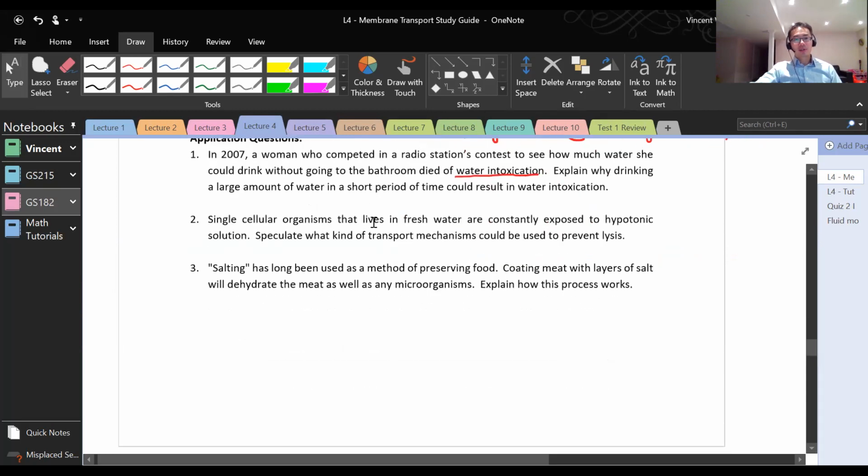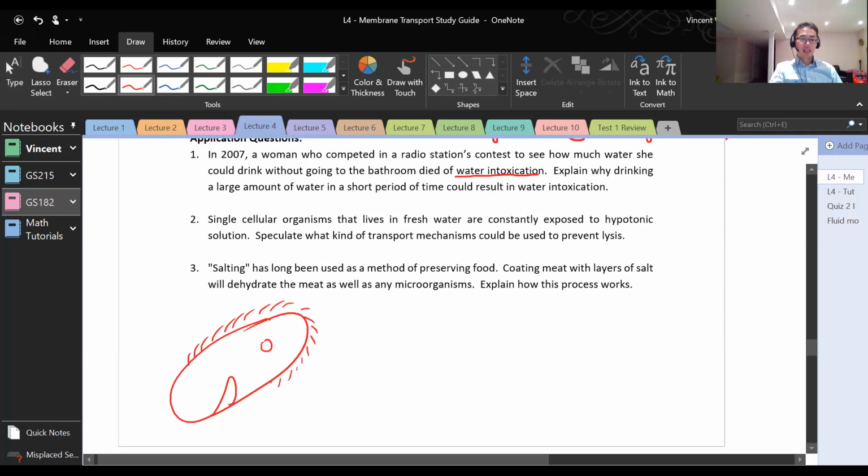The other one is single cellular organisms that live in fresh water are constantly exposed to hypotonic solution. Speculate what kind of transport mechanism could be used to prevent lysis. Remember I talked about this little guy last time, right? This paramecium. Okay, paramecium. It lives in fresh pond water, and what happens is water will keep on coming in because it's hypotonic, right? So it has a special pump. Okay, it's called a contractile vacuole, and it will constantly be pumping water out of the cell.